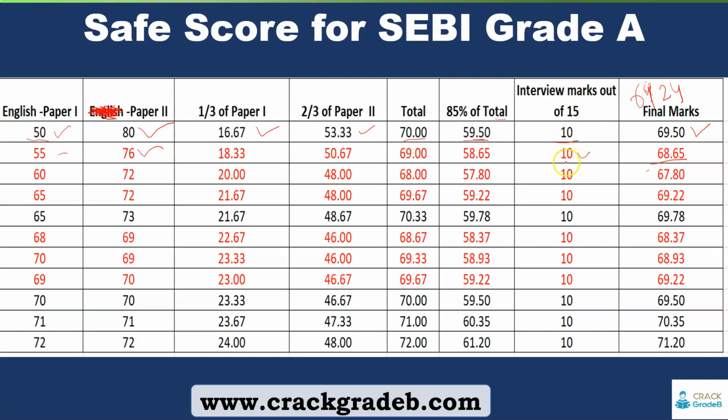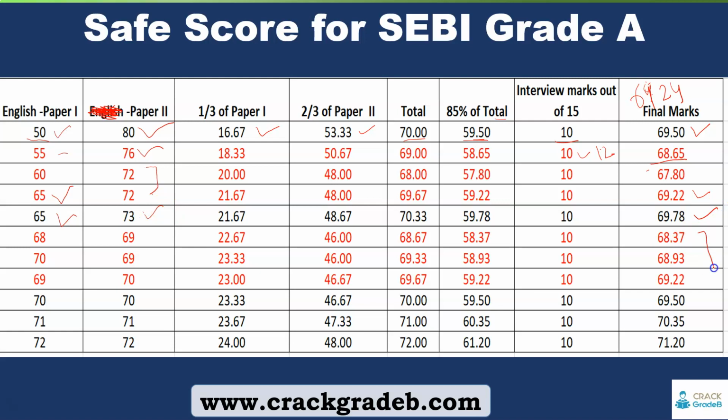If he or she has scored more marks in interview, suppose 12 marks is given, then he or she can be selected. Same here, if you are scoring 72 in Paper 2 and 75 in English, still you are not selected. If you are scoring 65 in English and 72 marks in Paper 2, then also you are not selected. If you are 65 and 73, then you are selected.